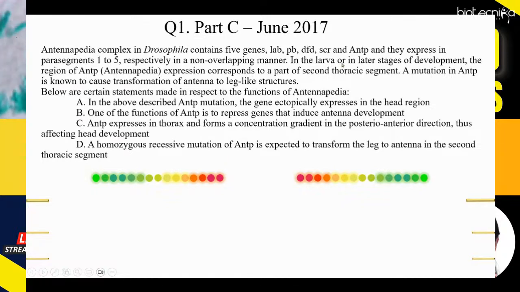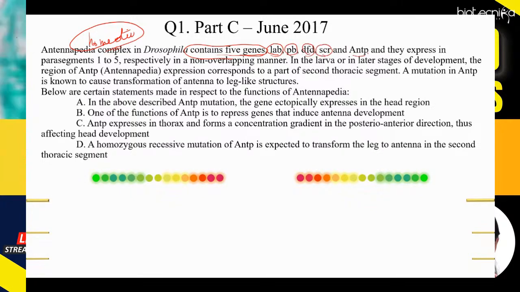It says Antennapedia complex in Drosophila. It has 5 genes. They are a set of homeotic genes, if you would know. Homeotic genes control organ development, and they are conserved regions of genes present in a stretch or in a series. These 5 genes are part of a complex: labial, proboscipedia, deformed, sex combs reduced, and antennapedia, and they are expressed in parasegments 1 to 5 in a non-overlapping manner. So non-overlapping means on the sides.